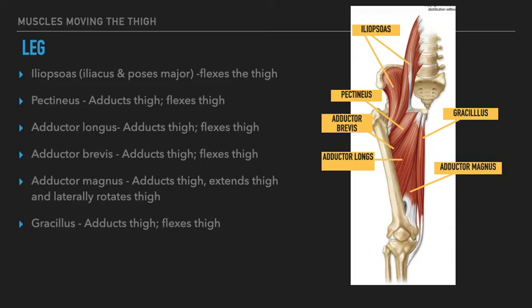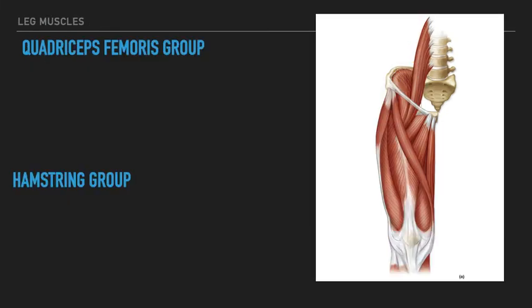The gracilis, shown here near the top again, is going to adduct the thigh and flex the thigh and leg. The origin is the inferior ramus and the body of the pubis. The insertion is the medial surface of the tibia, which you can see in this image.